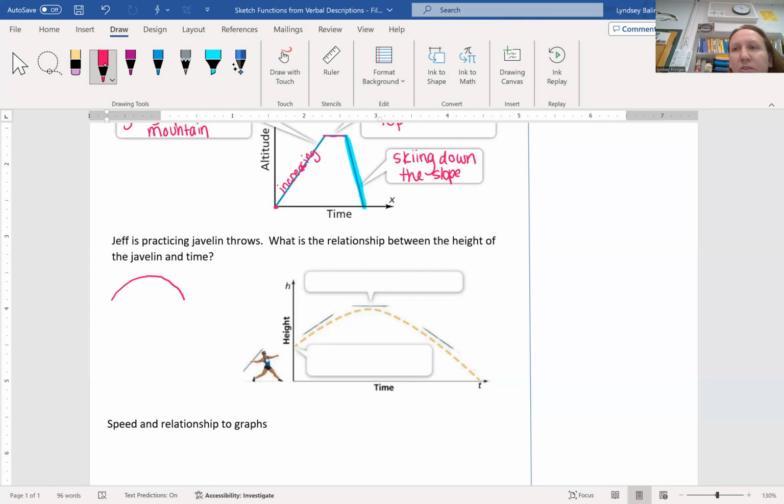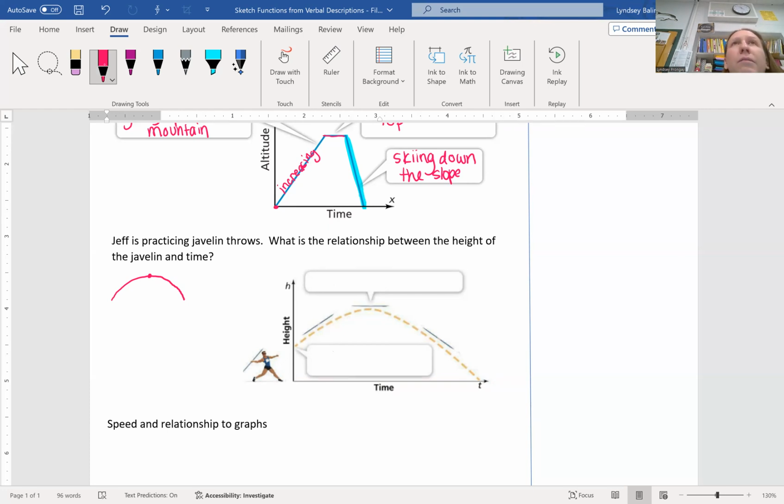And then what happens is gravity starts pulling it down, so it reaches this maximum value, and gravity pulls it back down, so it comes back down to the earth. So when we talk about throwing things, we're usually going to do it with a curve. It's not going to do the same thing as our ski lift did up there, where it's kind of chunks of lines. Here, it's a nice curve as we throw something.